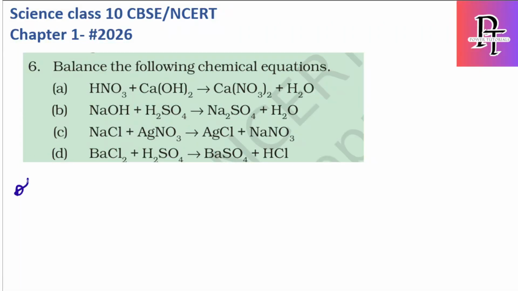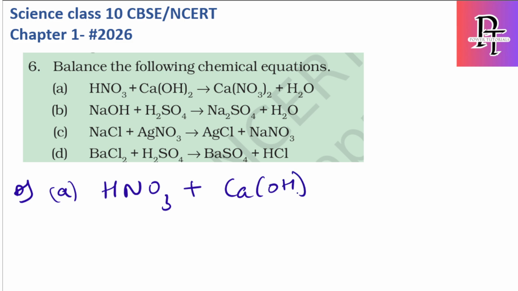Sixth one. They're simply asking to balance it. Okay. First one, let's write HNO3, which is nitric acid, plus calcium hydroxide, Ca(OH)2, twice is hydroxide. Next, calcium nitrate and water.